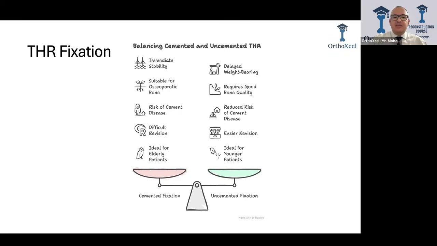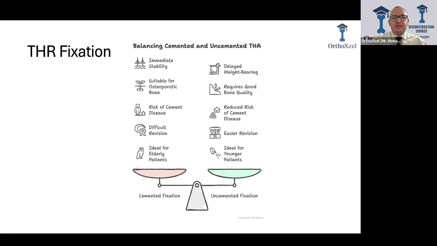It achieves immediate stability. You don't need to wait for the implant to get fixed inside the femur. In 24 to 48 hours, your cement is completely settled, and you're fine with the stability of your hip.